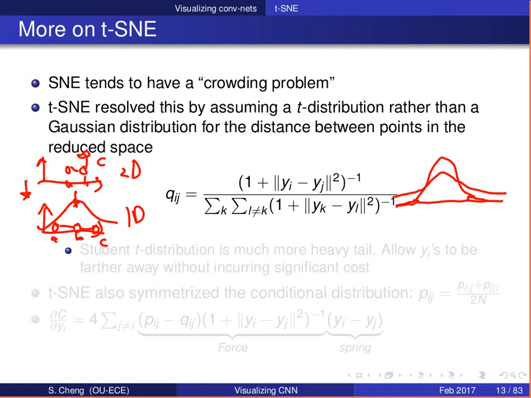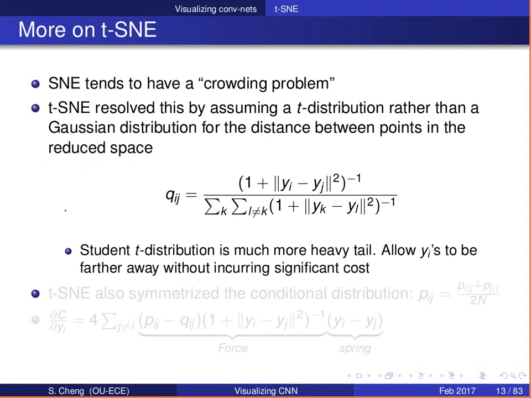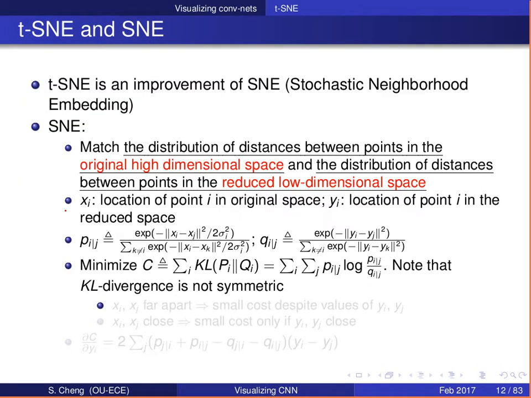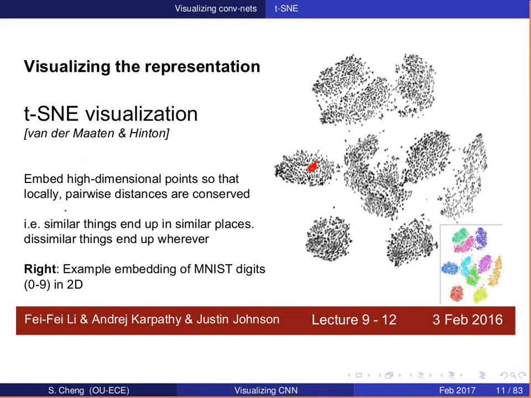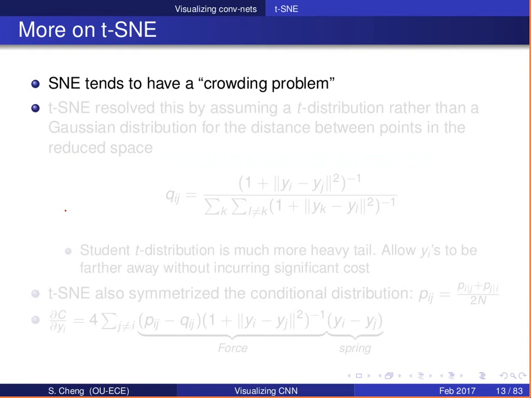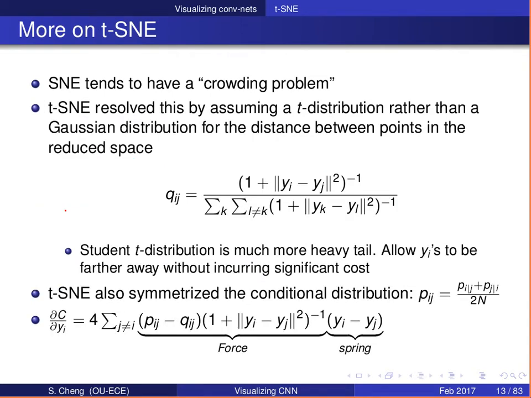So therefore you need a heavy tail there. Once you use a heavy tail distribution, you fix lots of these issues, and you have a very nice visualization like what we have here earlier. In terms of actual implementation, you're just doing an optimization over the cost function, again just kind of steepest descent, that kind of stuff.